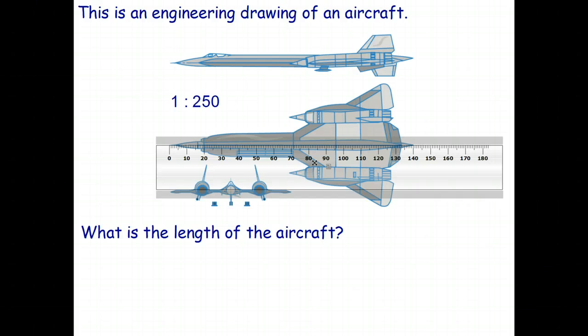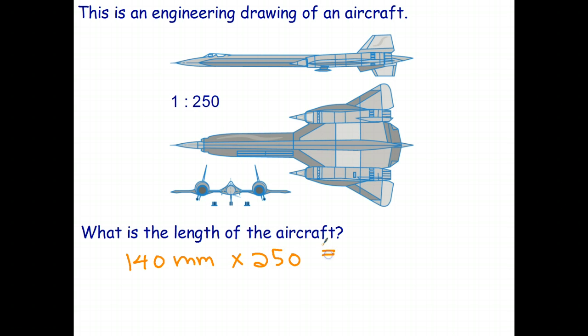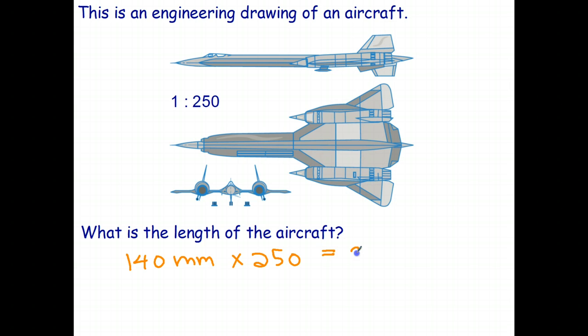Might as well do it from the very tip of the aircraft. Oh, there we go. That worked out nicely. Exactly 140 millimeters. So let's get rid of that. So it's going to be 140 millimeters is the scale length times 250 to get the actual length. I think I will use my calculator for this one. 140 times 250 equals 35,000 millimeters long.